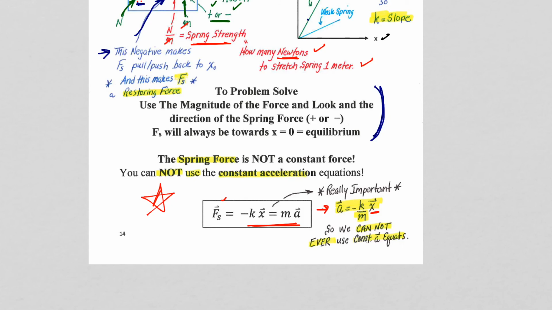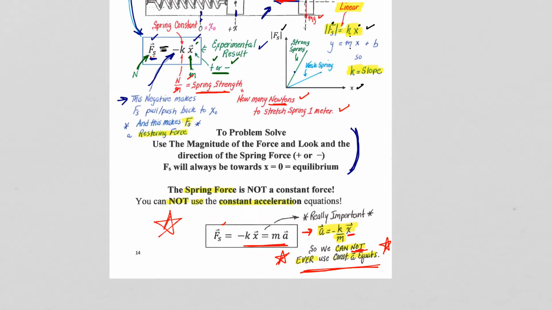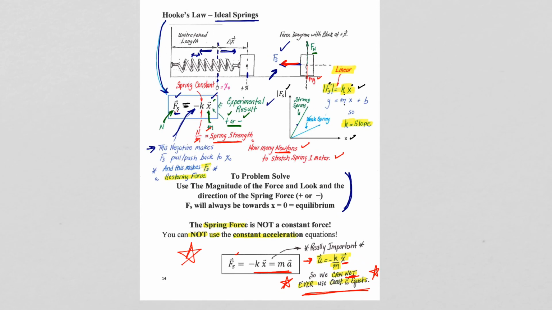And the bottom line, literally the bottom line on this page of notes, is that you can never, ever, ever use the constant acceleration equations when solving spring problems. That is why we're in the energy chapter, because we are going to be using energy to problem solve spring problems, and that is what we are going to introduce in the next lesson. For this lesson, I want you to certainly annotate everything that we've talked about here and be able to discuss this introduction to springs in class.